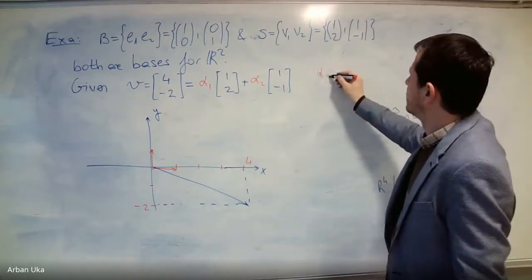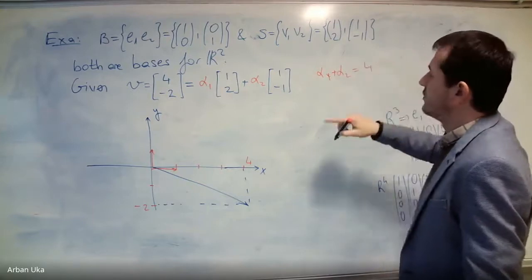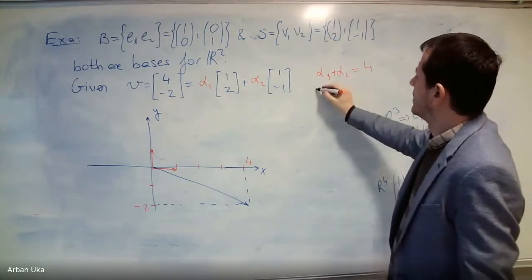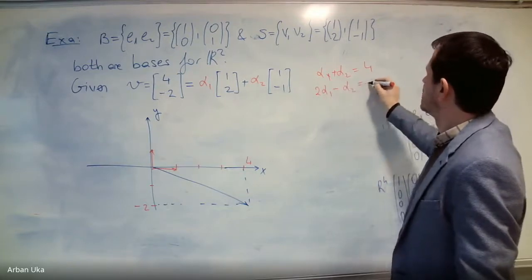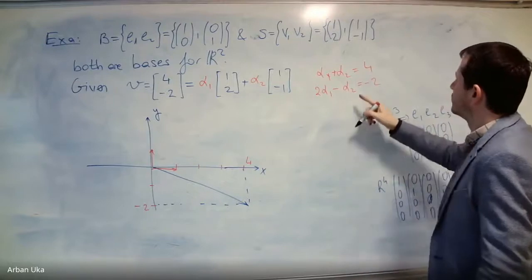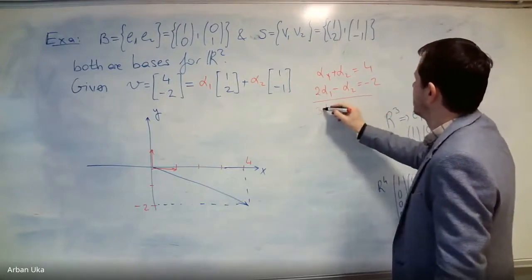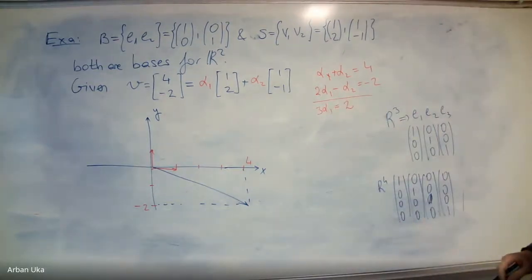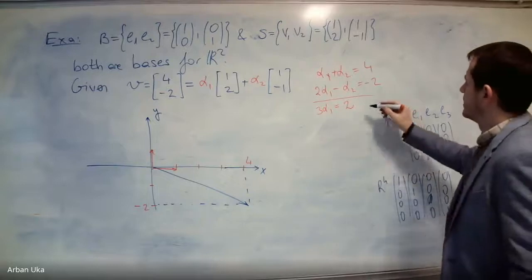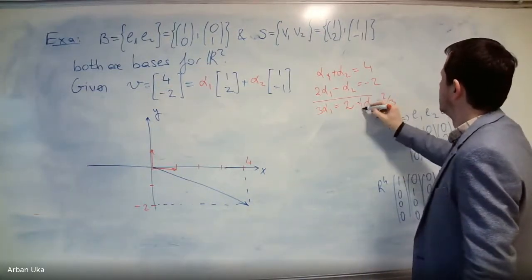So we have here alpha 1 plus alpha 2 equal to 4. If you can solve it before me, just do it. Here we have 2 alpha 1 minus alpha 2 equal to minus 2. So what we can do here is add these two equations. We get 3 alpha 1 equal to 2. Wait a second, is it correct? Yes. And this means that alpha 1 is 2 over 3.